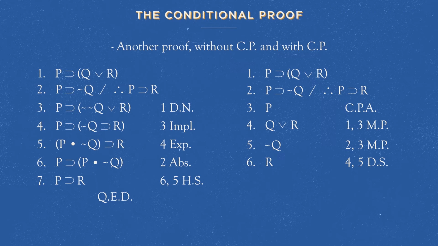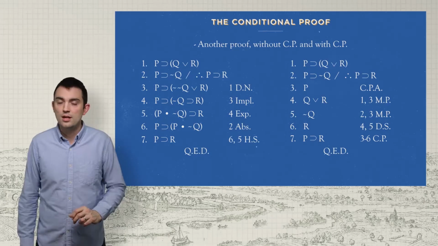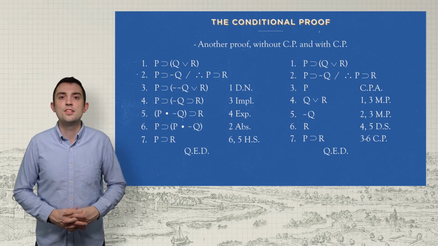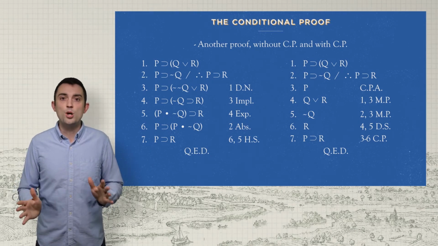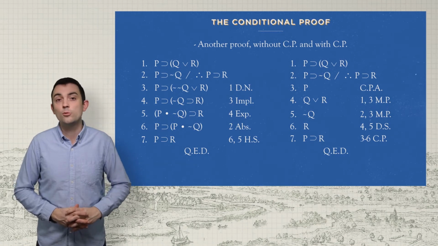The conditional proof allows me to conclude the entire conditional. If P then R, 3 through 6, CP. I assume P and I get R, therefore I can conclude if P then R by the conditional proof. 3 is the number of the assumption, where we assume the antecedent, and 6 is the number where we deduced the consequent. It's about the same length, but I think this proof is much easier to see than the other proof. And of course, it's perfectly appropriate and valid to use the conditional proof assumption to track reasoning.